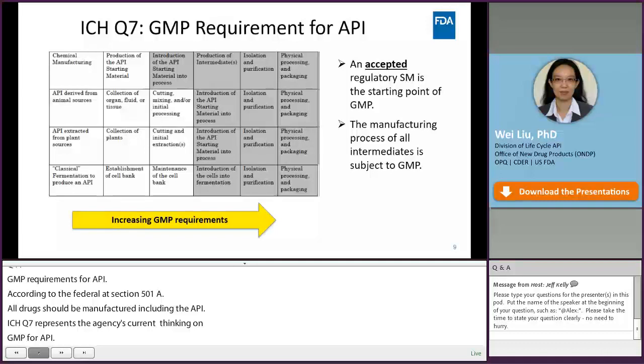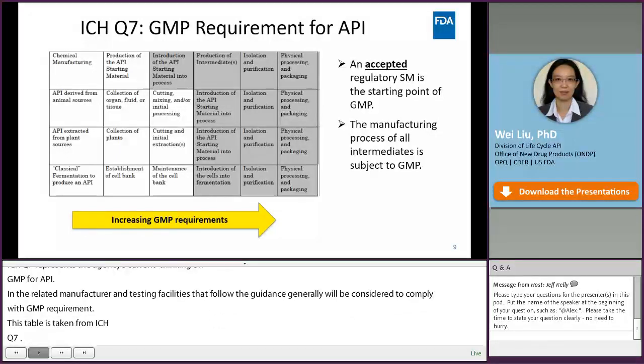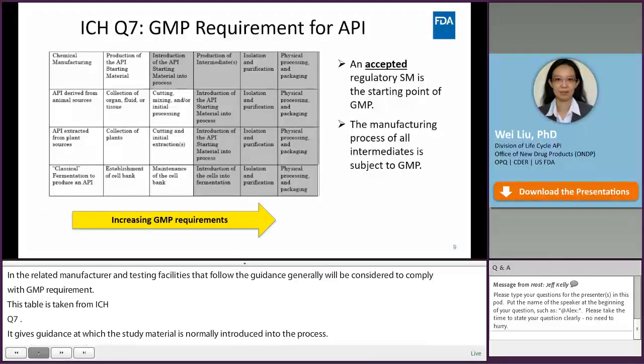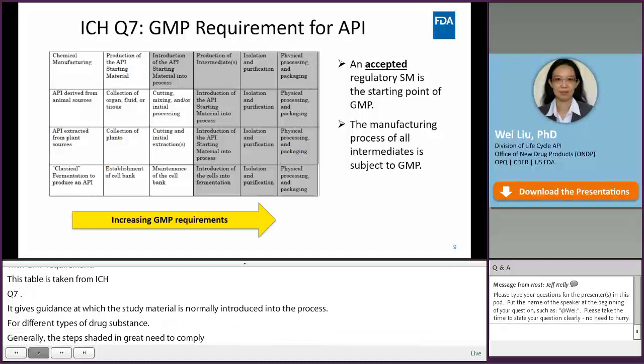This table is taken from ICH Q7. It gives guidance on the point at which the starting material is normally introduced into the process for different types of drug substance. Generally, the steps shaded in gray need to comply with GMP requirement. The requirement of GMP in the manufacture process increases as the process proceeds from early stage to final stage.